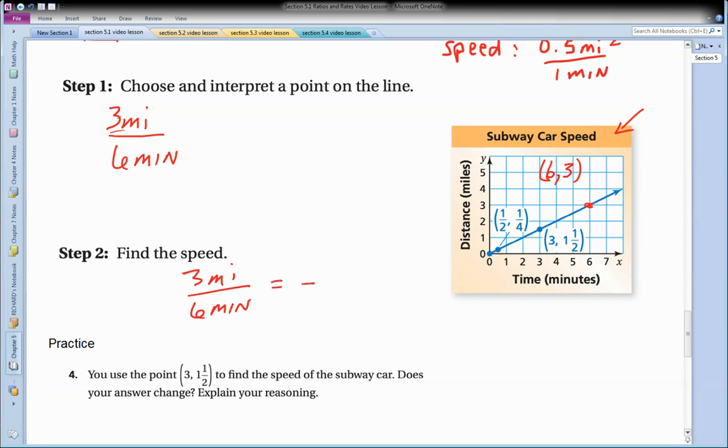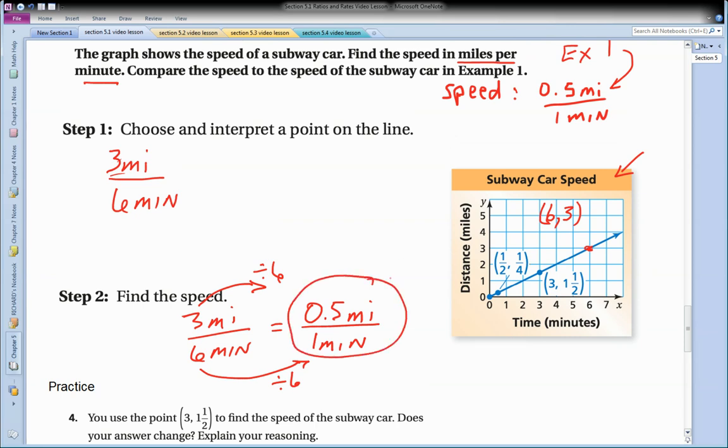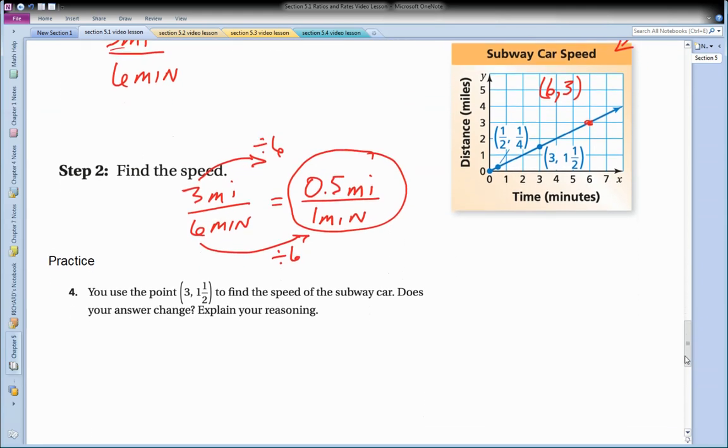I need to convert this to a unit rate where my denominator is 1 minute. So what I need to do, I need to divide by 6. And I need to divide the numerator by 6. And 3 divided by 6, if you put that in your calculator, you will get 0.5 miles in 1 minute. And we can look and see that this speed matches what we had in example 1. So the comparison is it's the same, right? They're the same.